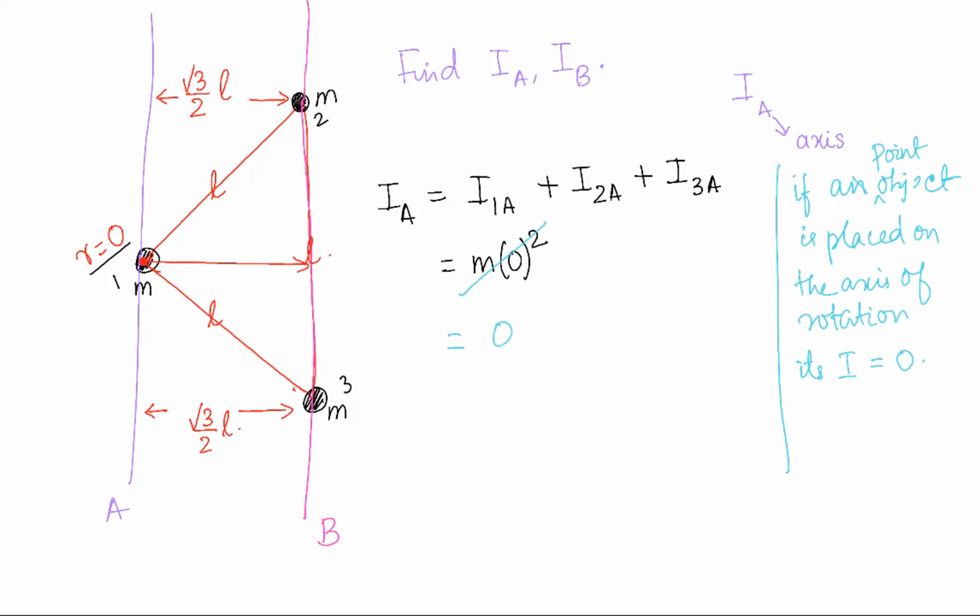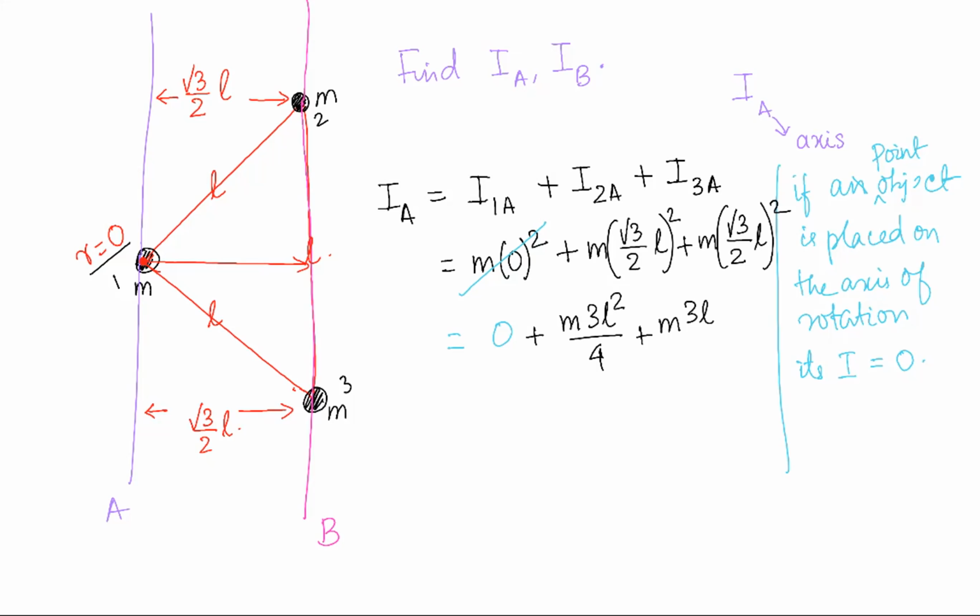Okay, for the second one, what is the moment of inertia? The moment of inertia will be equal to m into root 3 divided by 2 L squared plus m into root 3 divided by 2 L squared. So how much is that? M into 3L square by 4 plus m into 3L square divided by 4. How much is the total? 3 by 2 ml square. That is the moment of inertia of this triangle or this triangular object about the first axis. About axis A, the moment of inertia is equal to 3 by 2 ml square.